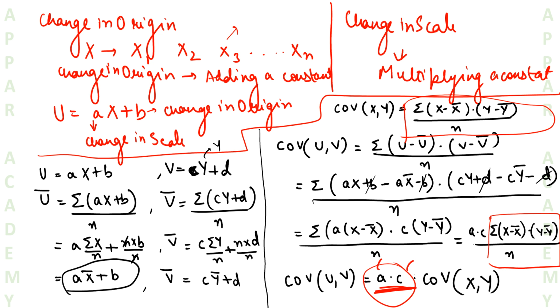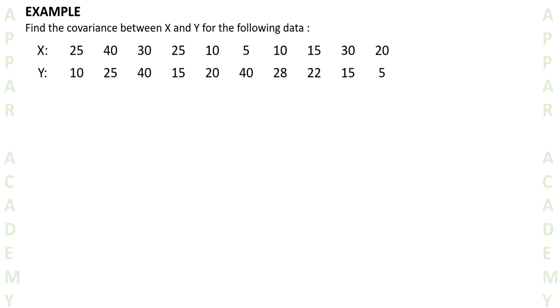Right? So now, how can we use this? Since covariance is independent of change in origin, this part we can easily use in order to solve questions. So let's see in another example how we can use this part of change in origin to solve the questions. So we'll directly move on to a question. Here we are given: find the covariance between x and y for the following data, where x is 25, 40, 30, 25, 10, 5, 10, 15, 30, 20 and respective y's are 10, 25, 40, 15, 20, 40, 28, 22, 15, 5. Right?